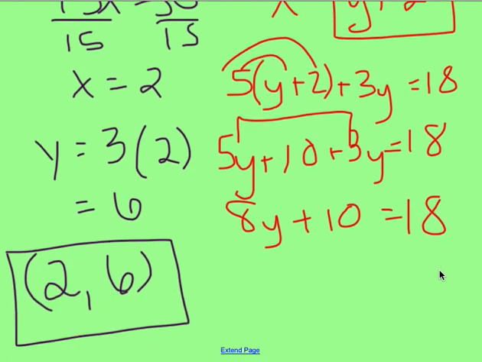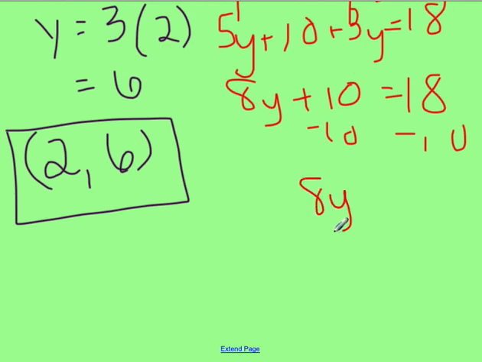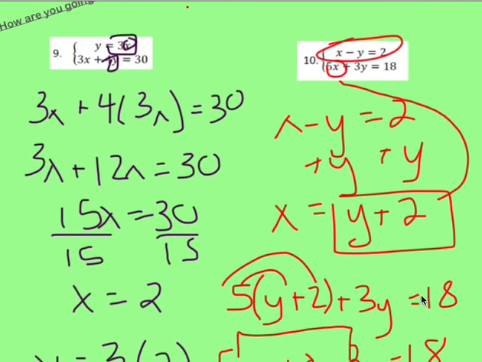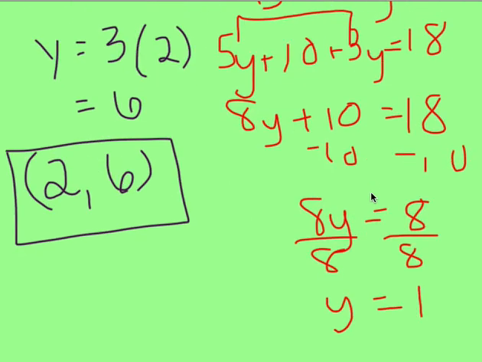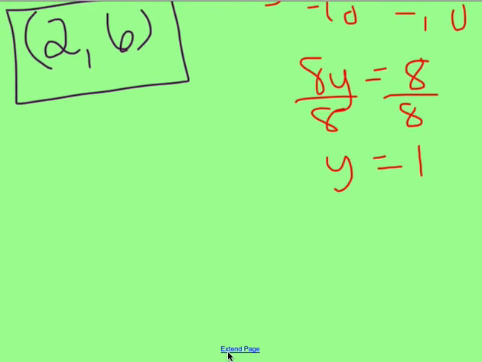Then I'm going to go ahead and subtract 10 from both sides. And when I do that, I end up getting 8y is equal to 8. Divide both sides by 8, and I get that y is equal to 1. So since I know that y is equal to 1, I'm going to plug it in for that y right there, because it's already solved for x. So then I'm going to end up getting that x is equal to 1 plus 2, which means that x is equal to 3.